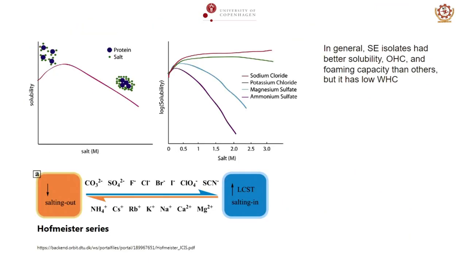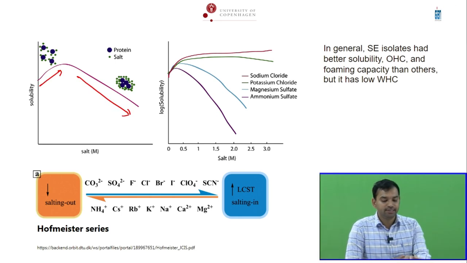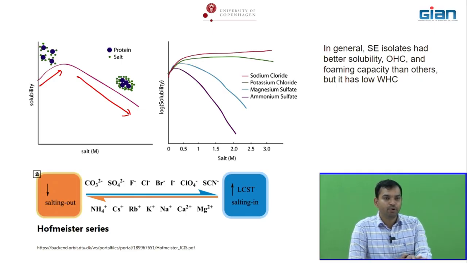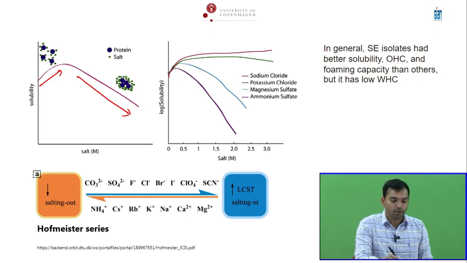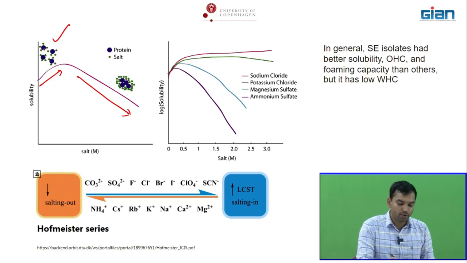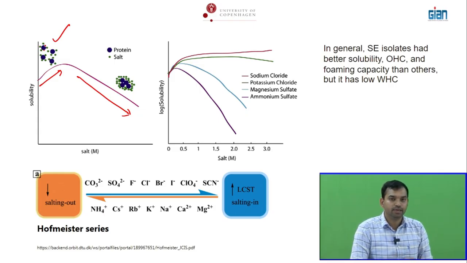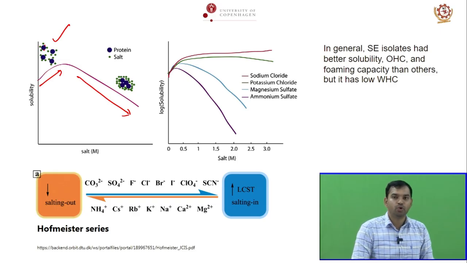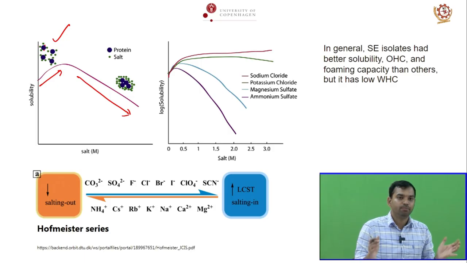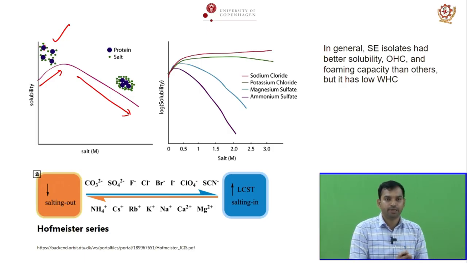I have a nice explanation here again. In this region, you have salting in, and in this region, you have salting out. In this region, what is happening? Protein-protein interaction is reducing and protein-water interaction is increasing. This is protein, this is water. Okay? And basically, it's because sodium ions are shielding the charges on the protein. They help protein-water interaction, not protein-protein interaction.